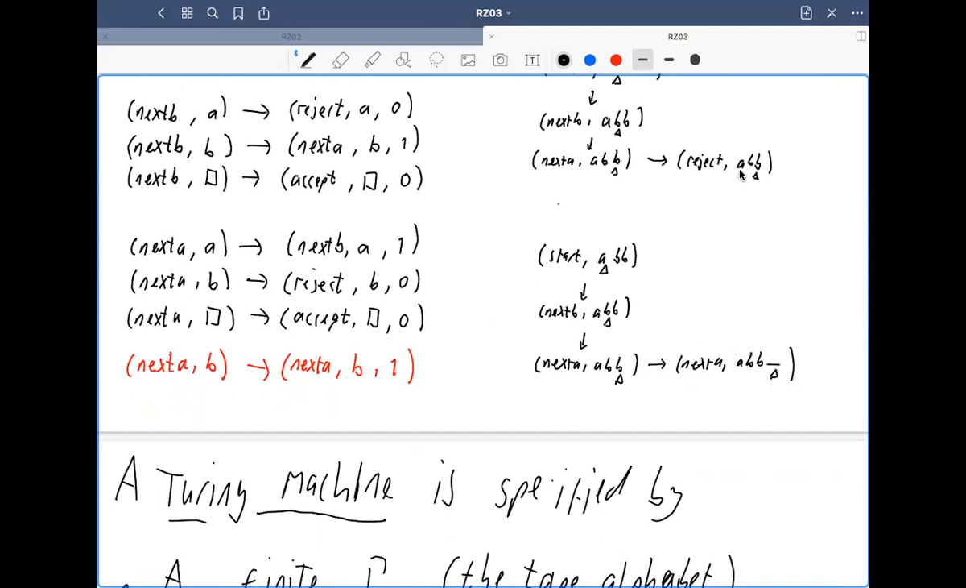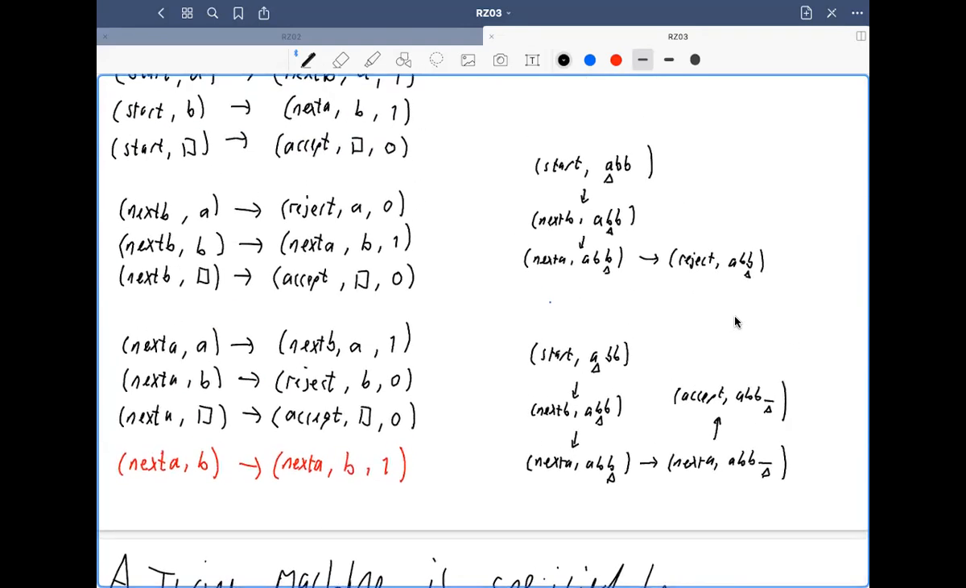So here we're in the reject state, and there aren't any transitions from the reject state, so the machine has terminated. Here we're in the next A state, and we're looking at a blank, so the machine keeps on computing. If we're in next A and we see a blank, then it goes to accept. We keep the blank, and we keep the tape head where it is. So the tape configuration is still this. And now we're in the accept state, and again, the machine terminates because that's a terminating state.